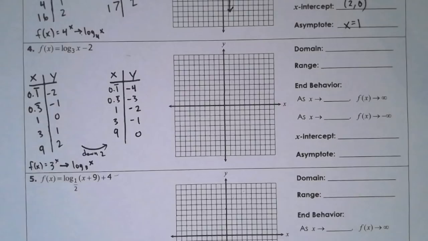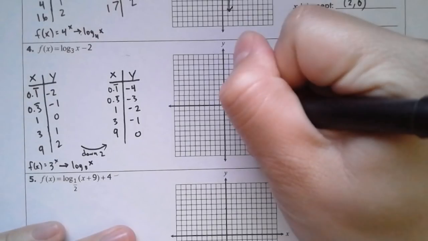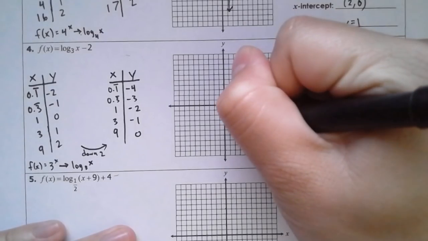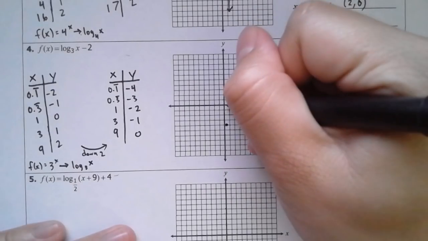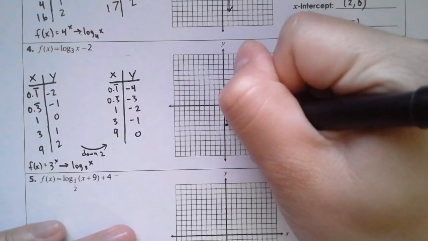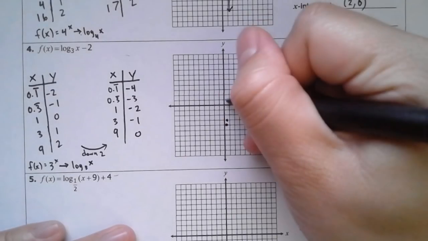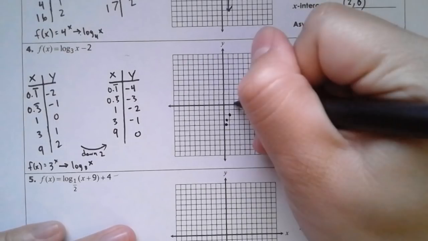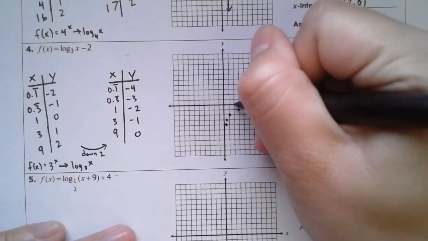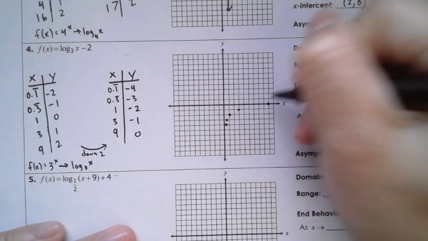So 0.1, -4. I am down here. 0.3, -3, a little bit closer to the center, 1 and -2 right there, 3 and -1 there, and then 9 and 0 right there. So these are the points, connect them.